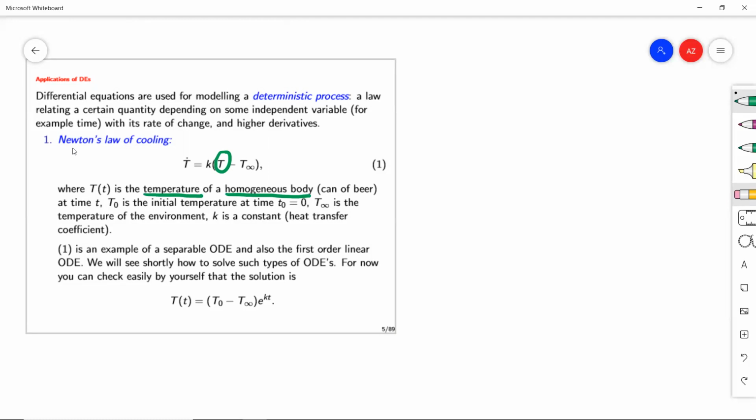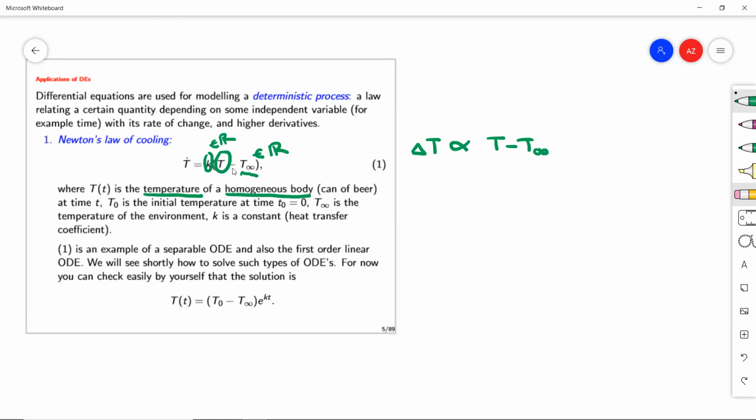And this T infinity is the temperature of the environment. And this is a constant, this doesn't change. And K is also some constant. And what does this law tell us? So this law tells us that the rate of change of the temperature is proportional to the difference between the temperature of the body and the environmental temperature.